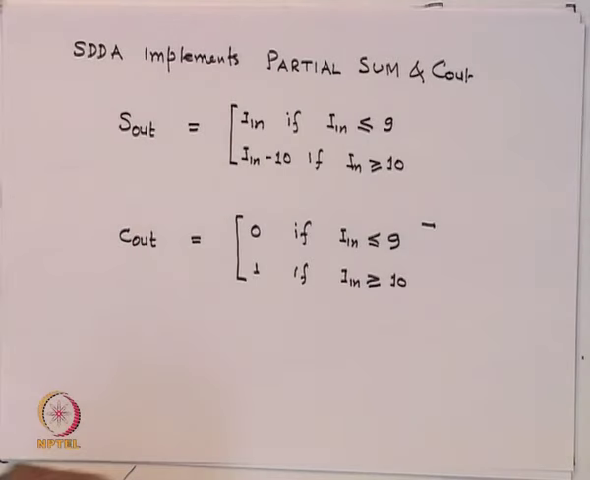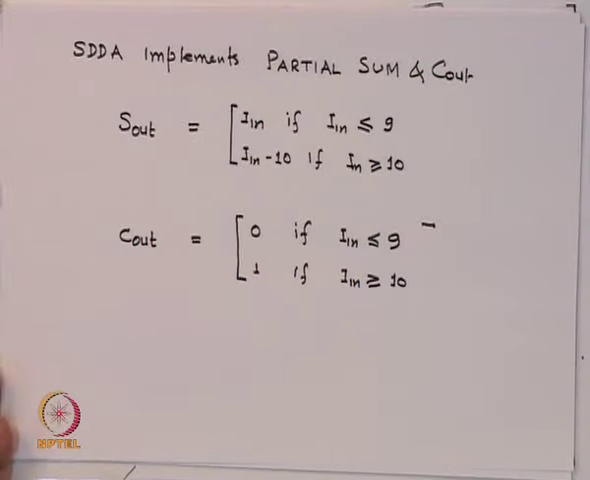I implement a partial sum and output, and I will show you a circuit of SDDA. Just look at the expression representing that. Sum output S out is equal to input current IN if IN is less than 9. Please remember IN is nothing but I1 plus I2, whatever number you are looking for. If it is less than 9, the sum will always equal whatever IN you introduced. 5 plus 4 is 9, so the sum is 9. If it is 7 plus 8, then the sum is 15, which means you are above 10. So, IN minus 10 is the new sum.